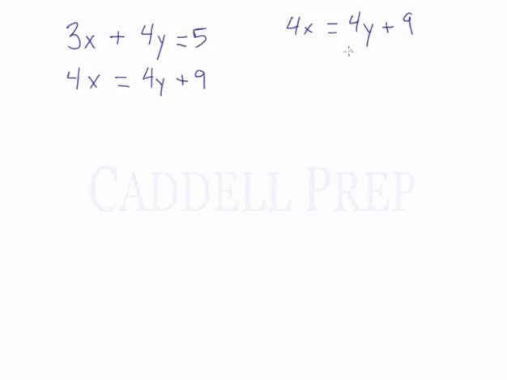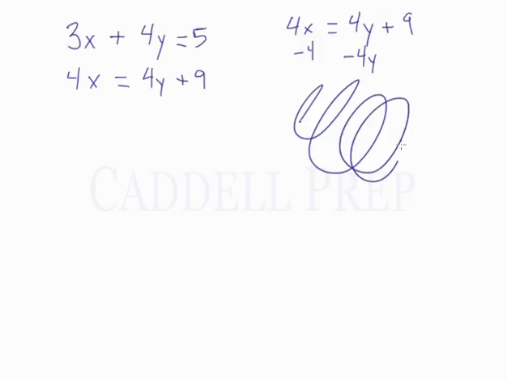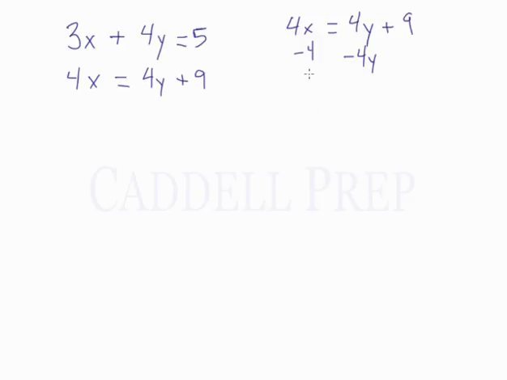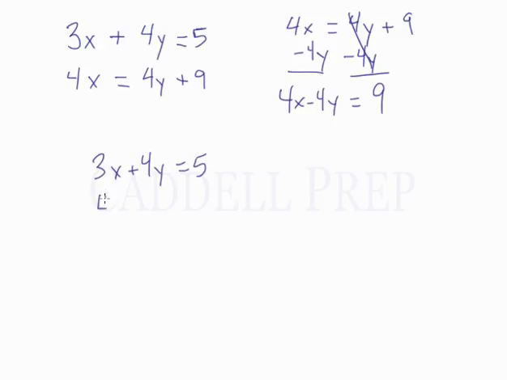So we have to bring this y term over to the left. So we'll do minus 4y from both sides. So we end up with 4x minus 4y on the left. On this side we just have the 9. So we have 4x minus 4y equals 9. So now our two equations are 3x plus 4y equals 5. And 4x minus 4y equals 9.